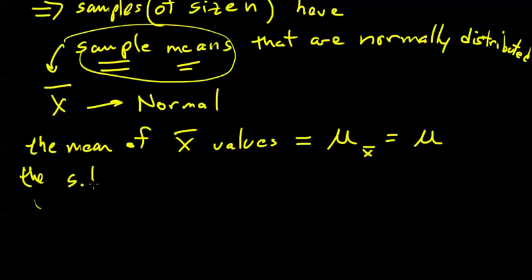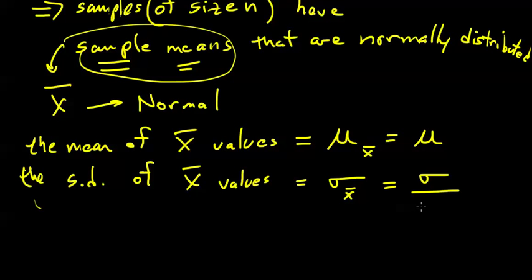Now, the standard deviation of X bar values, again, we denote that still with a sigma, but a sigma sub X bar, equals your original standard deviation divided by the square root of the sample size. And of course, when n is bigger than 1, when you divide by something that's bigger than 1, you're going to have something less than what you started with. So you can see the standard deviation here is going to go down when you're talking about sample mean distributions.